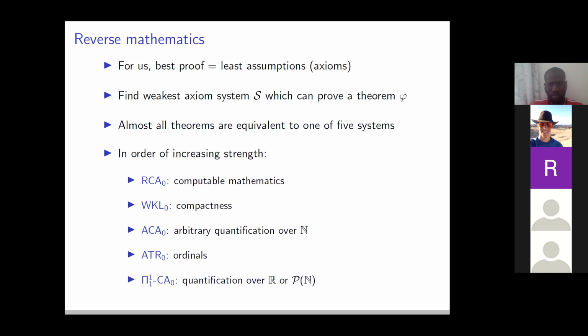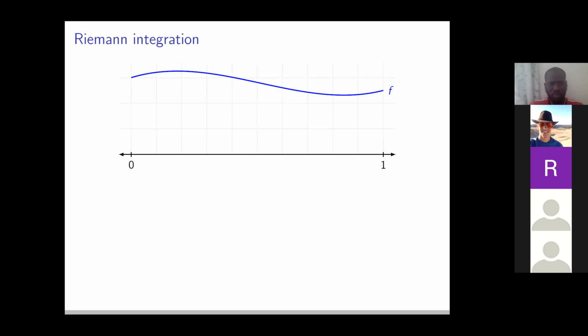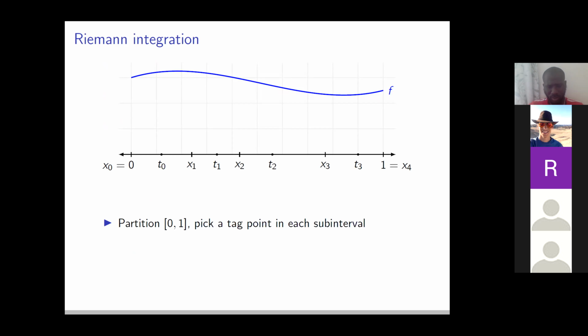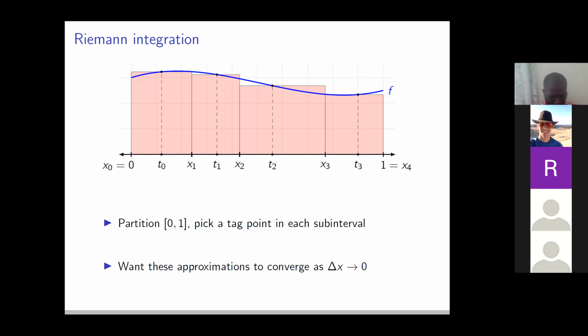Now let's talk a bit about Kurzweil's lemma. We'll review Riemann integration first. We've got this function, and let's say we want to approximate the integral. One way we could do this is split up the unit interval, and within each sub-interval, pick what's called a tag point. Then to approximate the integral, we draw rectangles like this. The idea is that as the blocks of our partition get smaller, we want these approximations to converge to something, the actual integral.